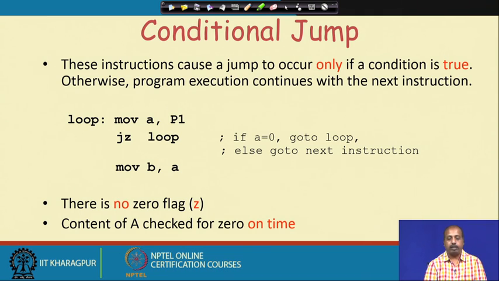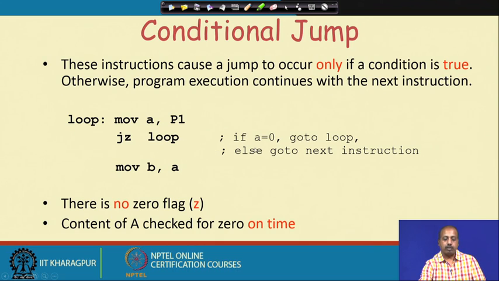It checks the content of the A register, whether it is 0 or not, at the time of executing this instruction. In some sense that is good, because it does not depend on some operation. Whenever the accumulator content is 0, if you execute a JZ instruction, it will find that the accumulator is 0. It is documented that way also: if A equal to 0, go to loop. We have never said that if the 0 flag is set, go to the loop point.